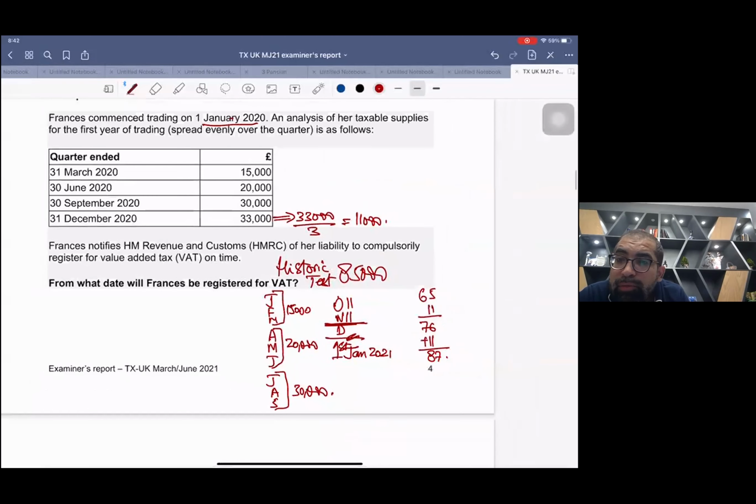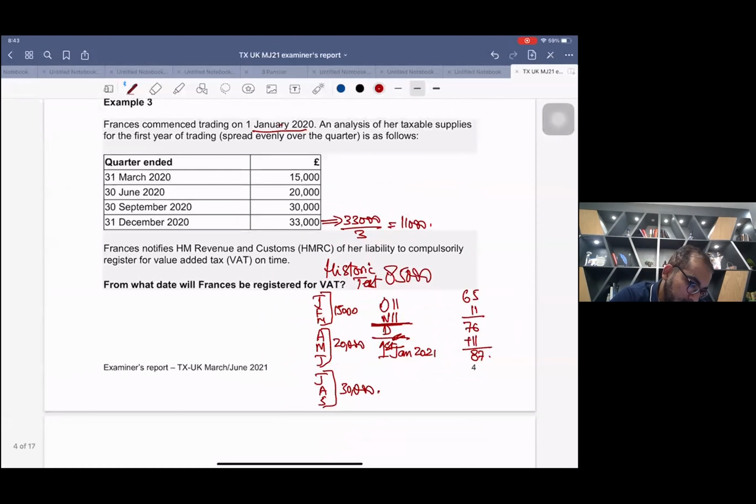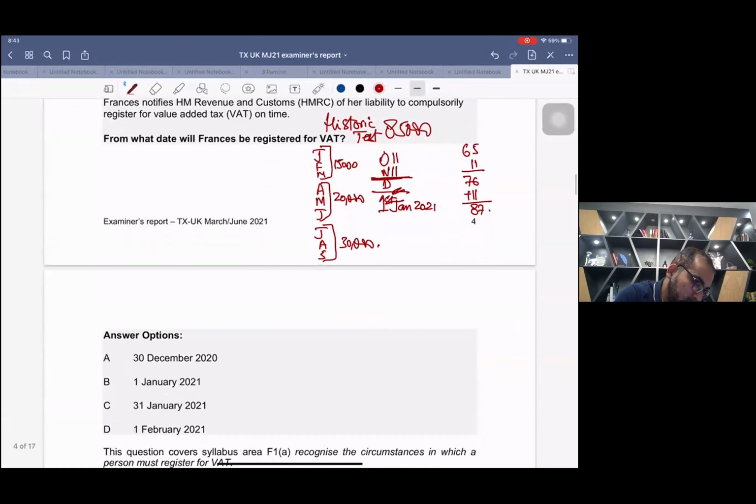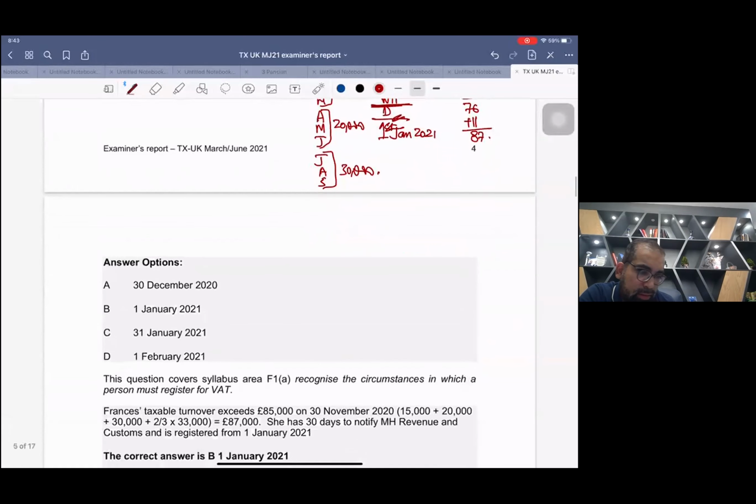This was the beginning question of VAT, beginner question of VAT. Yes, he can charge VAT from customer from 1st January 2021. Obviously, he is registered then. Okay, the answer is B.